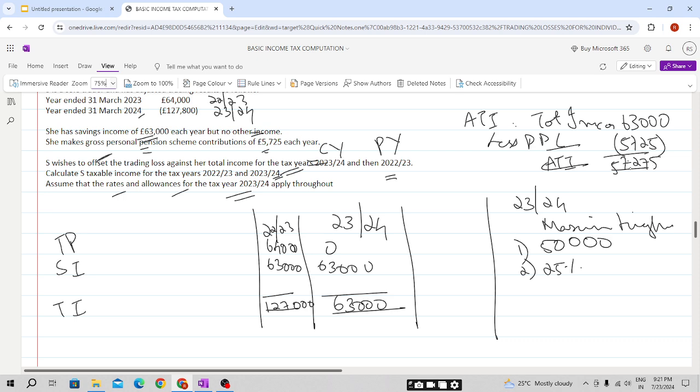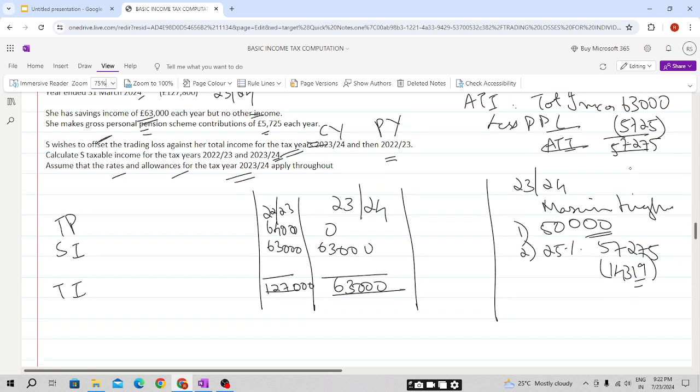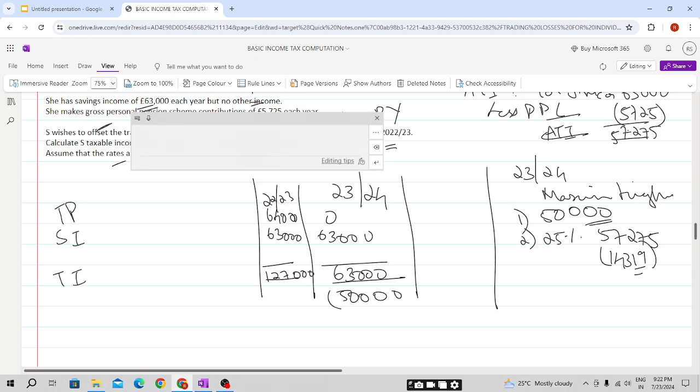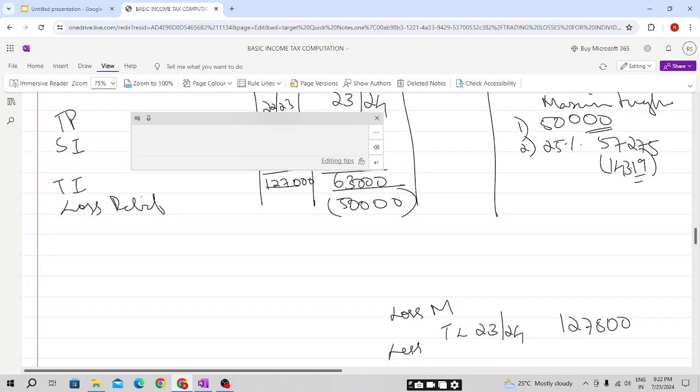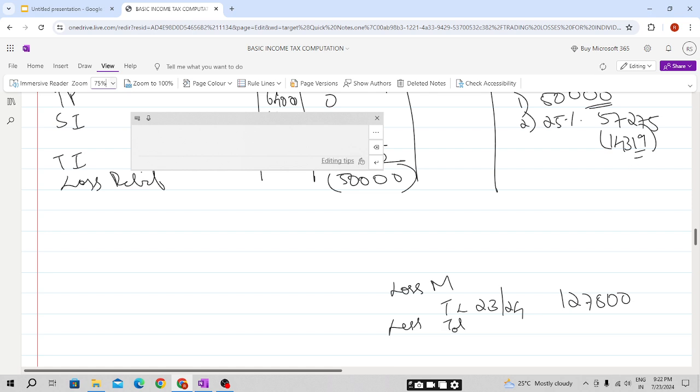57,275 into 25%. So 50,000 will be the higher, because this will give a figure of 14,319. So this is higher. So only 50,000 we can claim, students. So less 50,000 loss relief of 50,000. So total income restricted, that is for the tax year 23-24, we claimed 50,000.